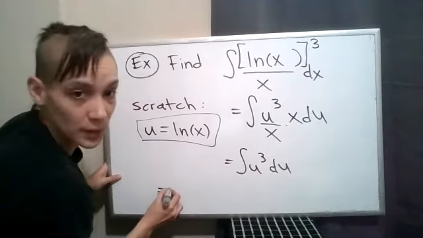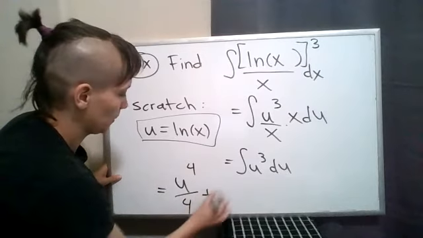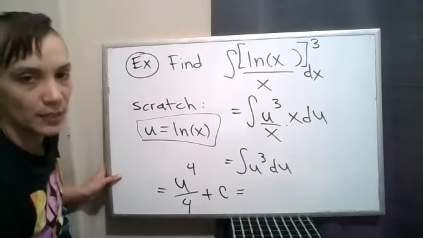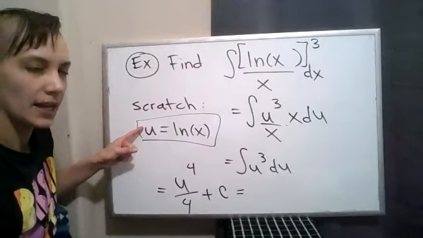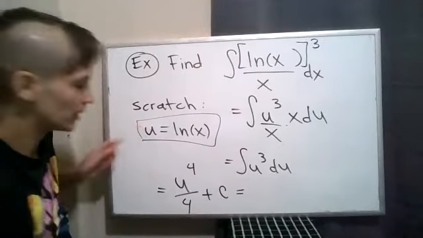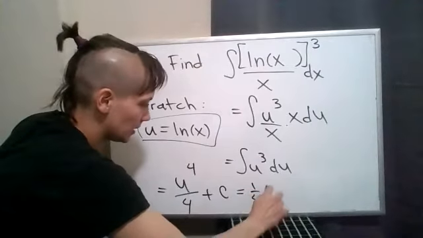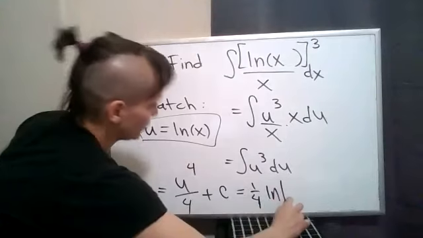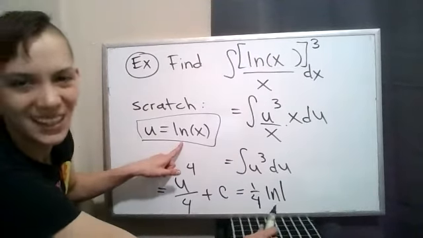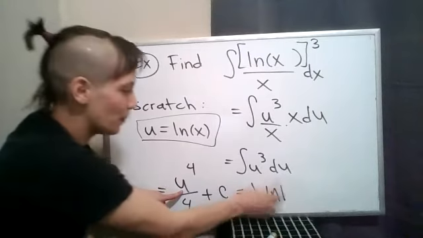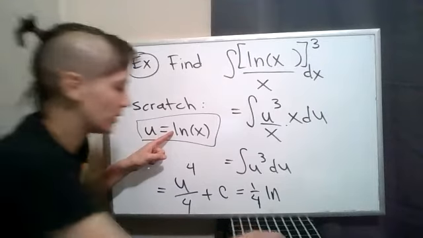Okay, we add 1 to the power and then divide by that number. Last step is put u back into your problem. So ln of x to the 4th over 4, or 1/4 ln, absolute value. Wait. No, just ln. Okay, just what we started with. Power 4.